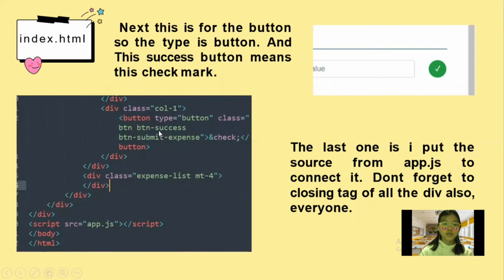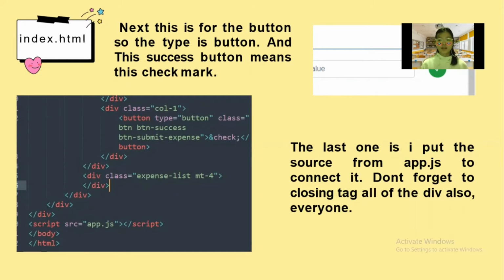Next, this is for the button. So the type is button, and the success button means these check marks. The last one is I put the source from app.js to connect it. And don't forget to close the tag of all of the divs. And that's all for the HTML file.